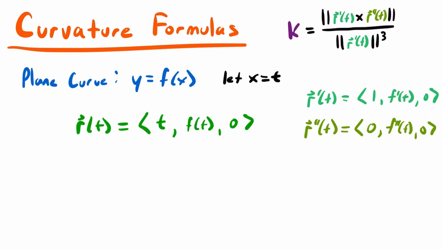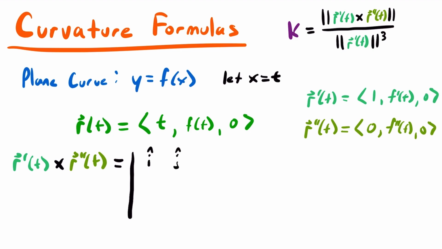Now, using these two vectors, let's take their cross product. It should be pretty quick because we have a lot of zeros in our components. So we're going to take r prime of t and cross it with r double prime of t. And remember how to set up a cross product. You're going to have i, j, and k. We're essentially setting up a 3 by 3 matrix. The second row will have the components of r prime of t, and the bottom row will have the components of r double prime of t.